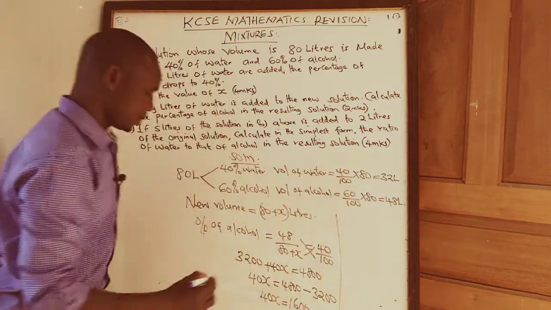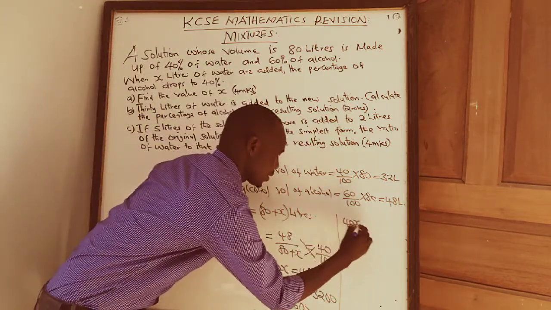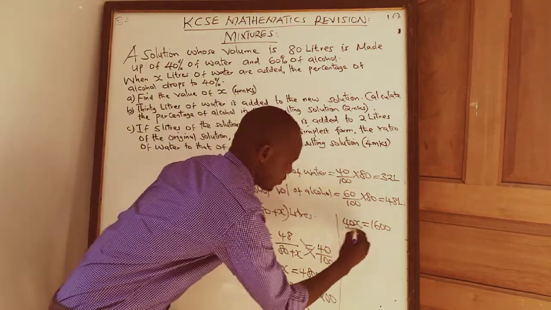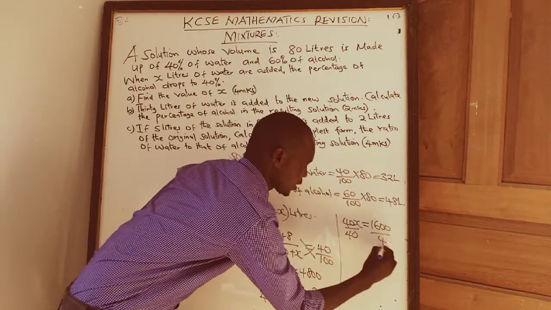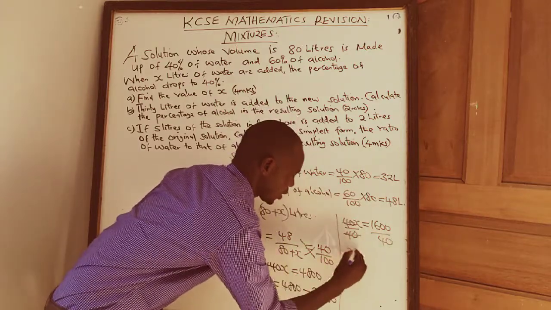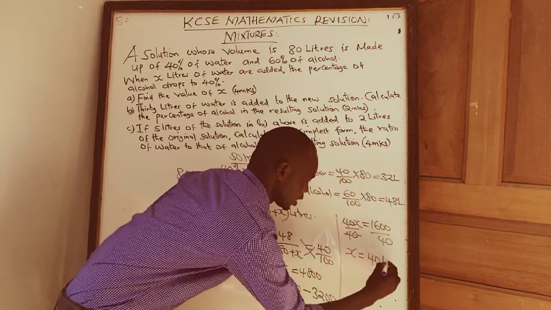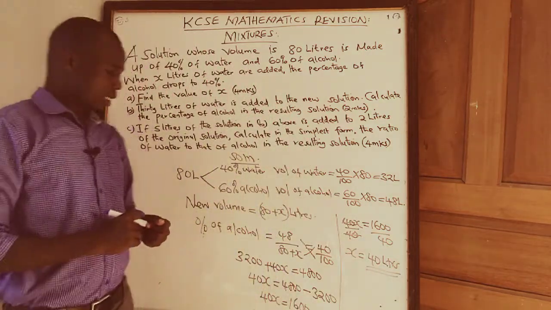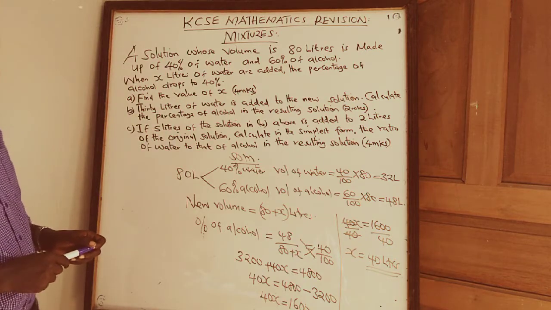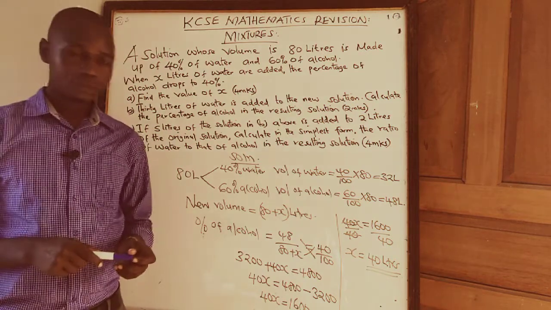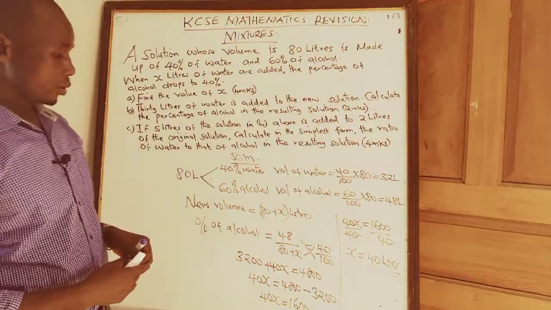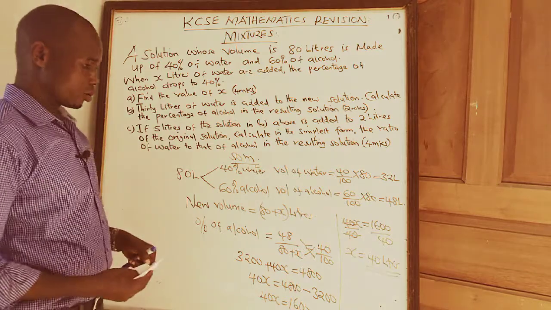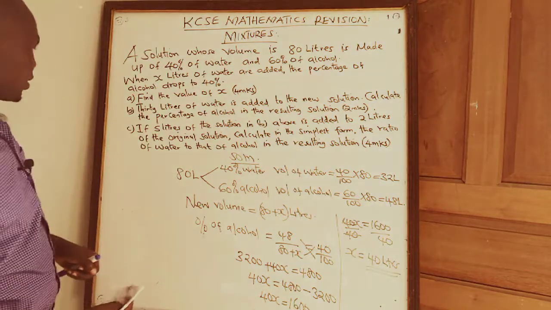Then we have our 40X equal to 1600. If we divide by 40 on both sides, our X is going to be 40 liters. That is the answer for part A. So the value of X is 40 liters, and by so doing you'd have solved part A of the question.